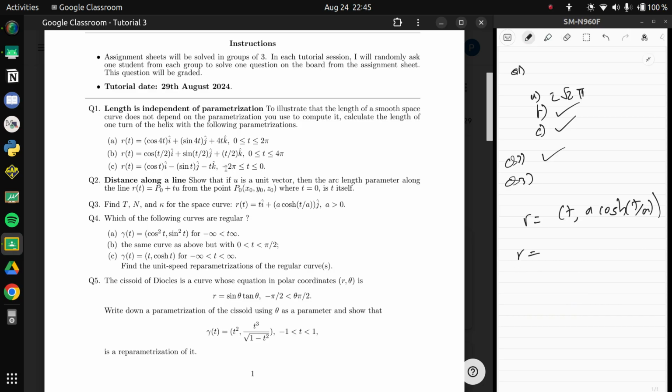Your r thing is just t comma a by 2 e power t by a plus a by 2 e power negative t by a. Yeah. Now your r dot, that's just 1 comma, this comes on the front, so just 1 by 2 e power t minus 1 by 2 e power negative t. Cool. That's going to give you your t, so you've got to divide by that, right?